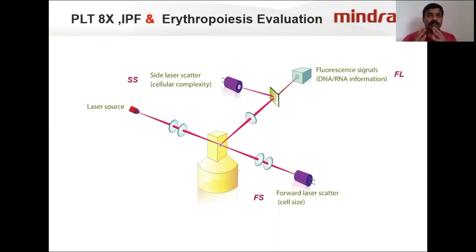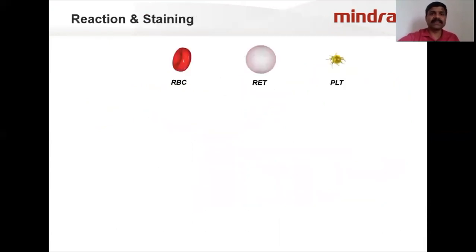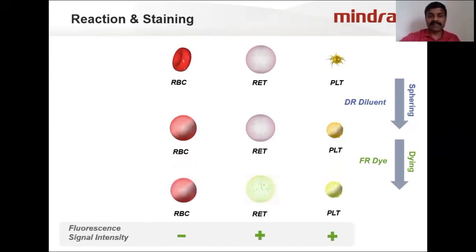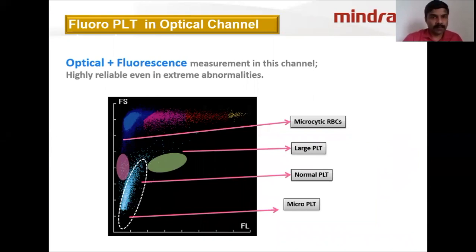To handle this challenge, Mindray has developed a technology called platelet ATEX counting, where the instrument will automatically count 8 times the platelets whenever the count is very low, like less than 50,000 or 1 lakh, depending upon the laboratory settings. You can see how the reaction happens in this channel. For this channel, we are using a sphering agent as well as a specific dye. This dye will stain the platelets and RBCs, since platelets have RNA content. After staining, this is analyzed in the flow cytometer.